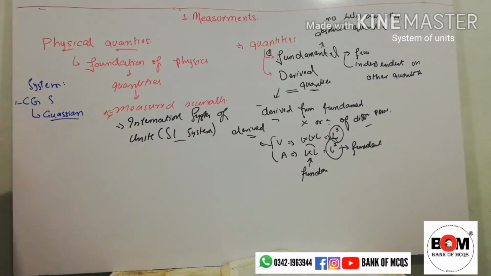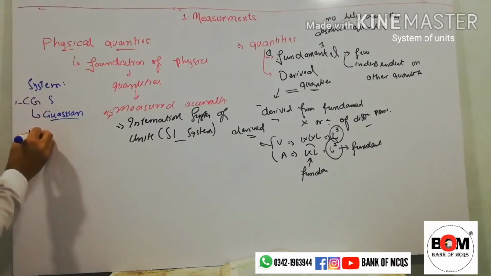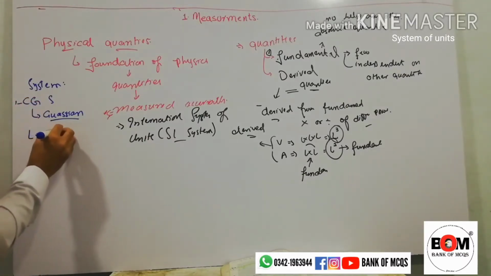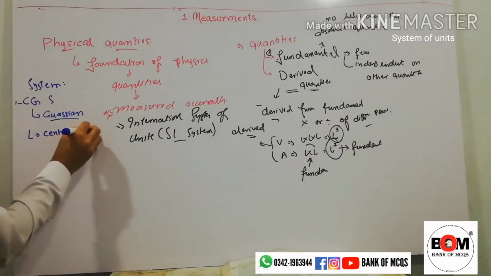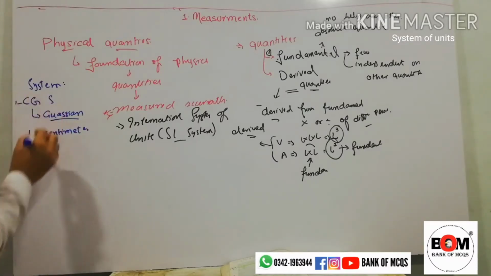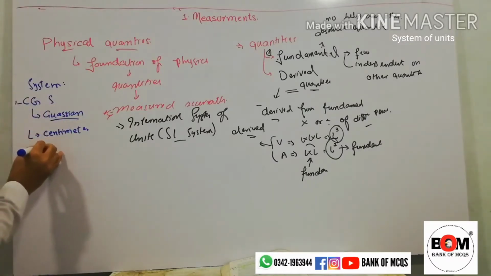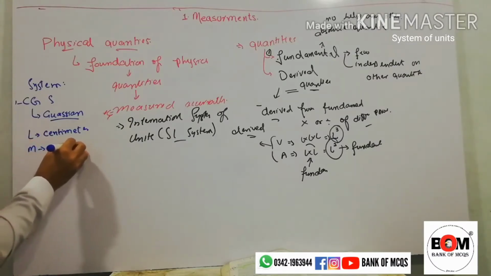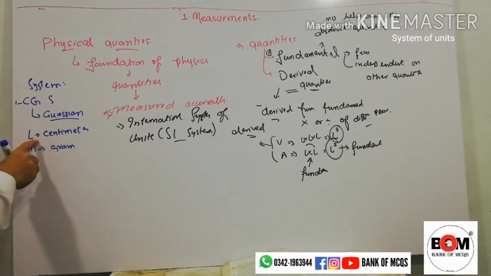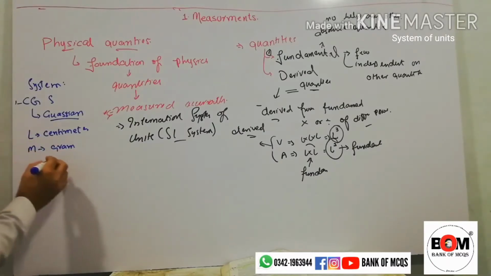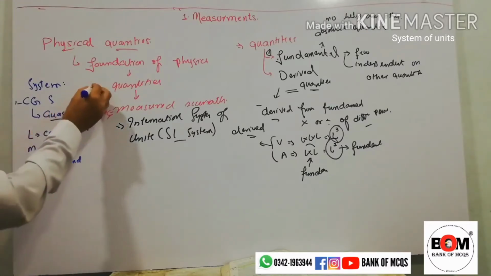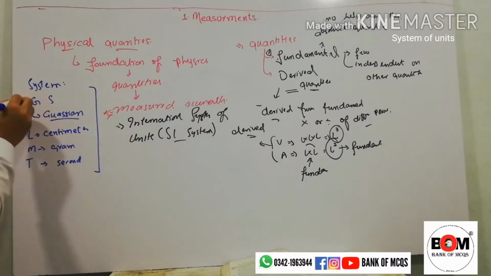So in the CGS system, C means centimeter, so length is measured in centimeter, where G is gram, that is used for measuring mass. So in the CGS system we use centimeter to measure length, gram to measure mass, and the next is second, which is used to measure time. So this was our first system, called the CGS system.